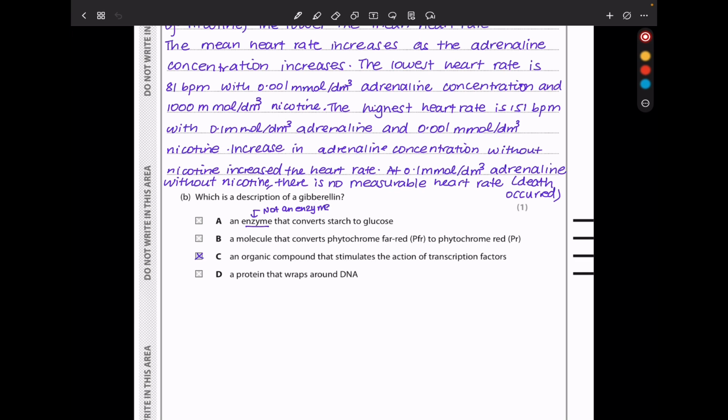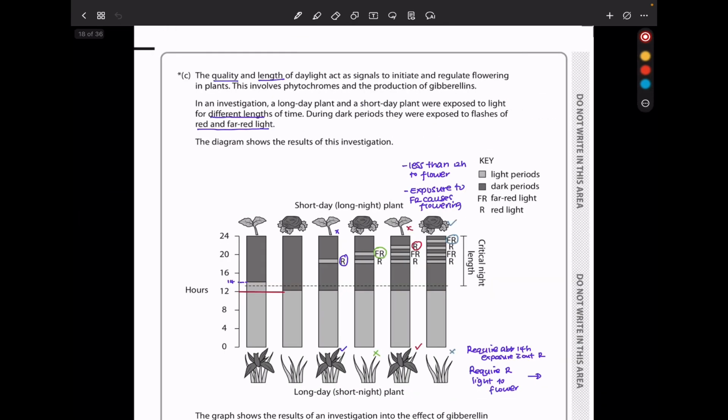Gibberellin is a stimulant, so the answer should be C. It's an organic compound that stimulates the action of transcription factors. And next they say the quality and length of daylight acts as a signal to initiate and regulate flowering in plants. This involves phytochromes and the production of gibberellins.